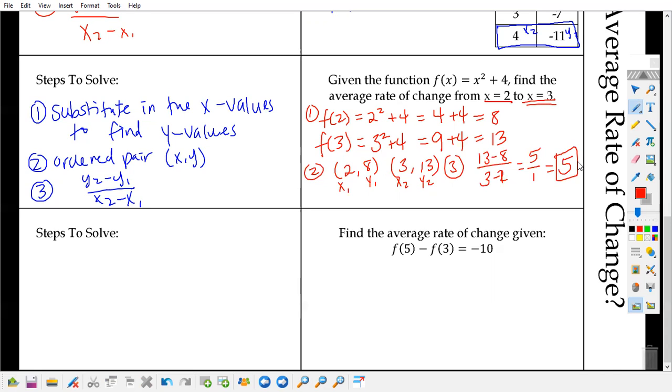It says plus 4 in the equation. It says x squared plus 4. Oh, okay. Yeah. Never mind.